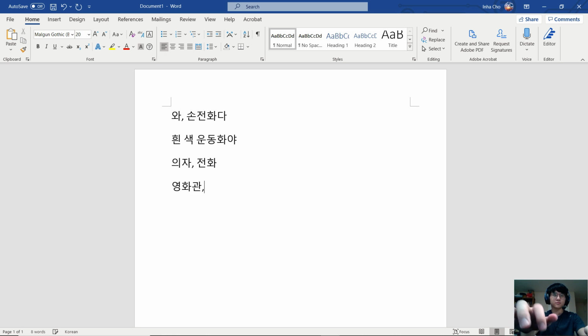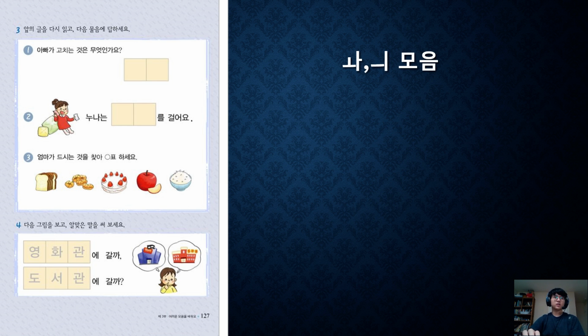영화관, and then 도서관, the library. 영화관에 갈까? 도서관에 갈까?